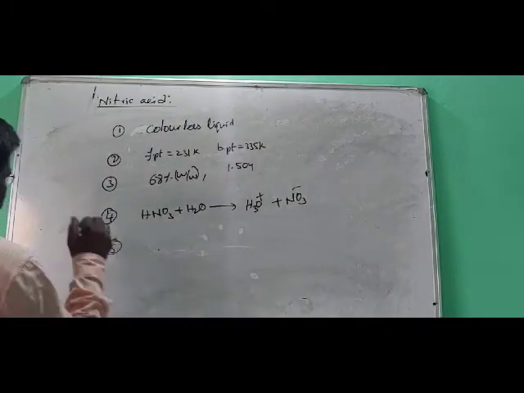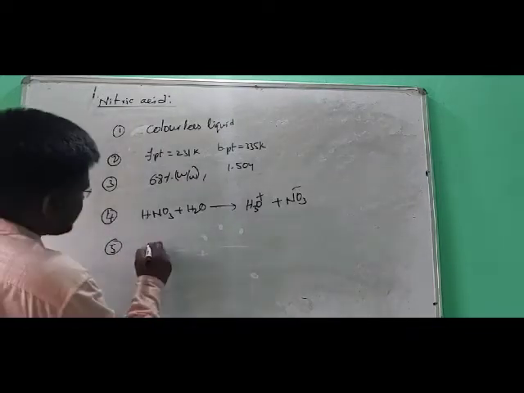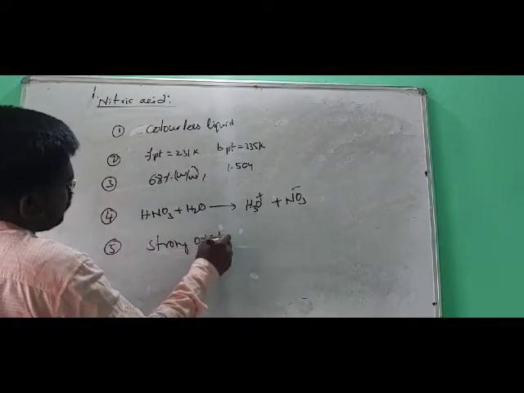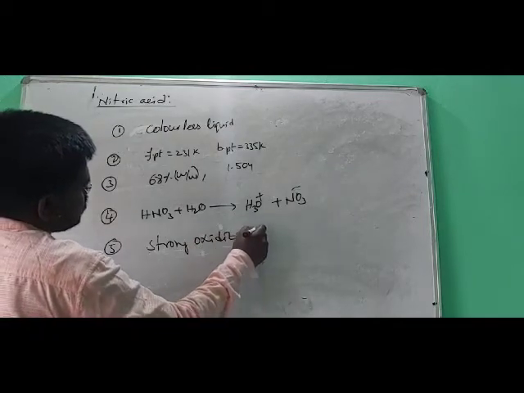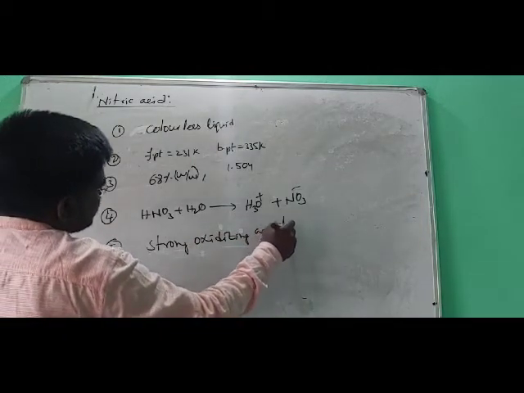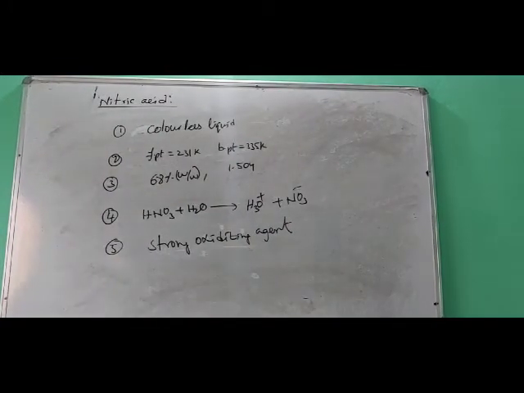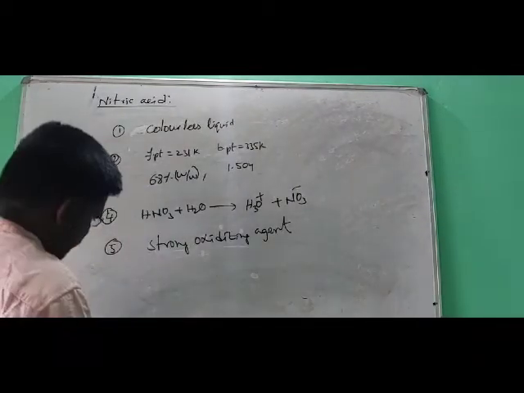And the next one, it is a strong oxidizing agent. Nitric acid is a strong oxidizing agent. So this one can oxidize all the metals except noble metals like platinum and gold. So let us see some examples.